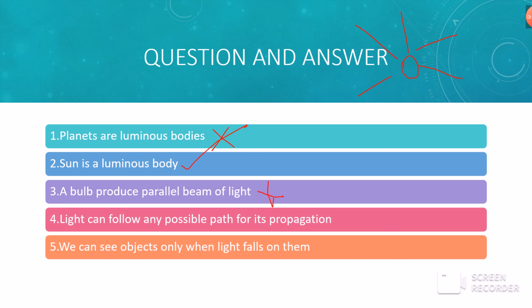Light can follow any possible path for its propagation. No, it can only follow a straight line. We can see objects only when light falls on them. Yes.